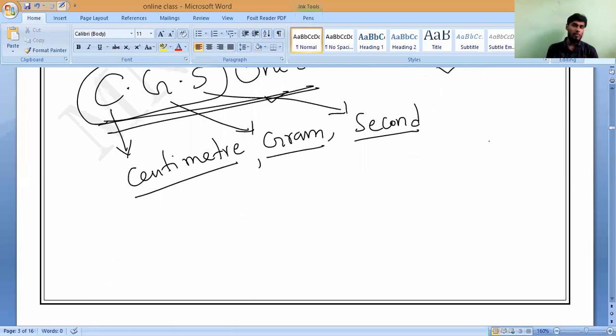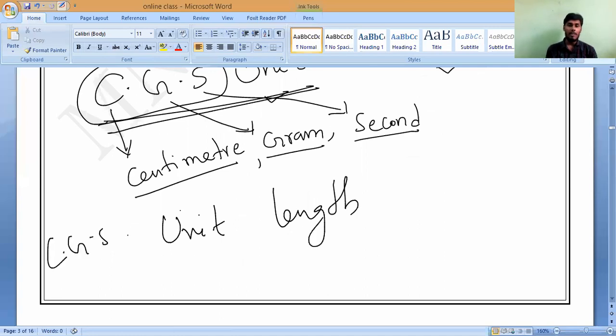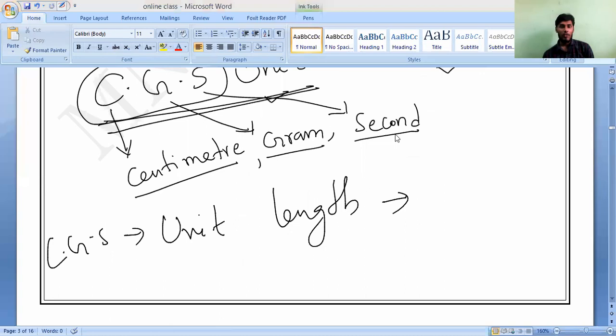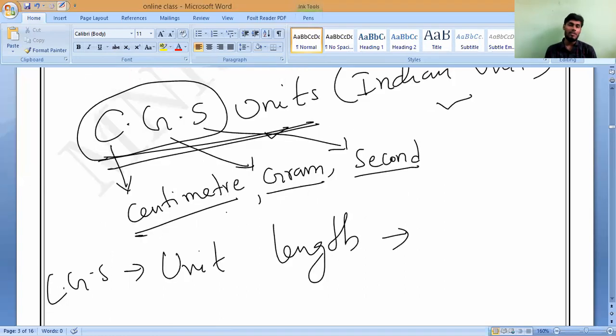So from this, you may tell me, what is the unit of length? CGS unit of length. Can you say? Narayan, Sanath, anybody? Lohit? What is the CGS unit of length? If you observe the full form here, you can see. What is that? Centimeter. Do you understand?